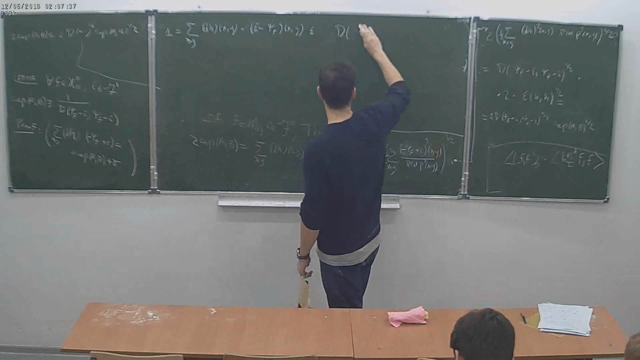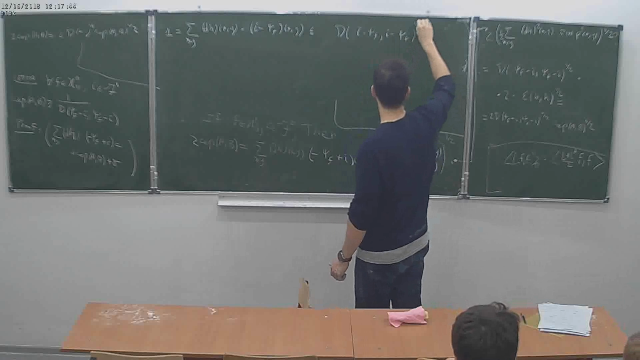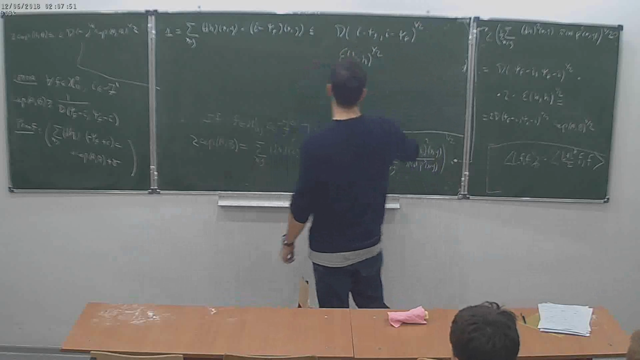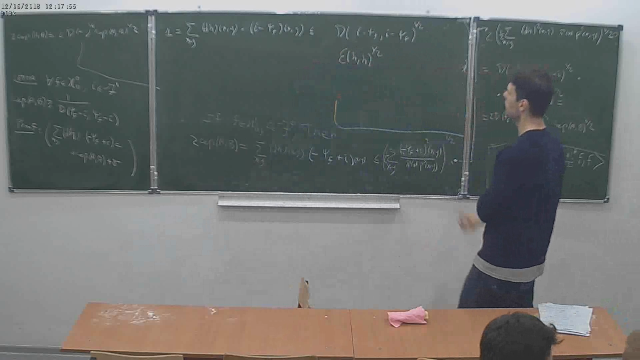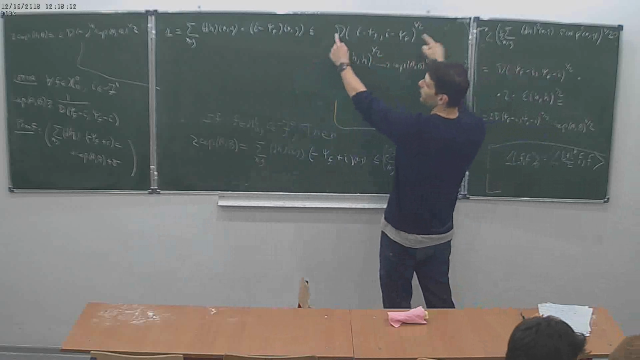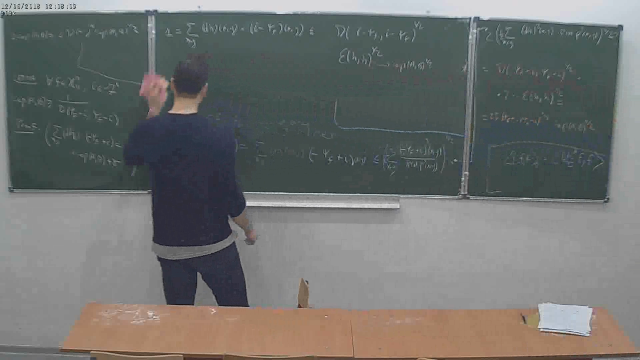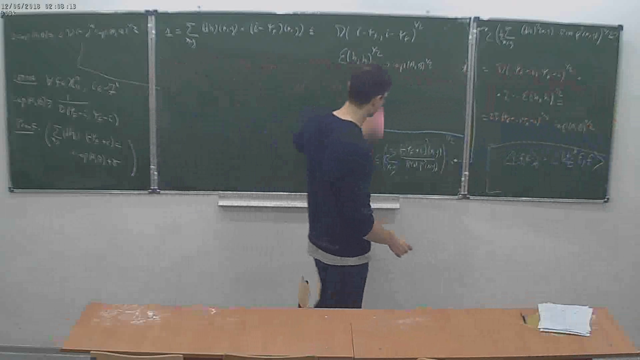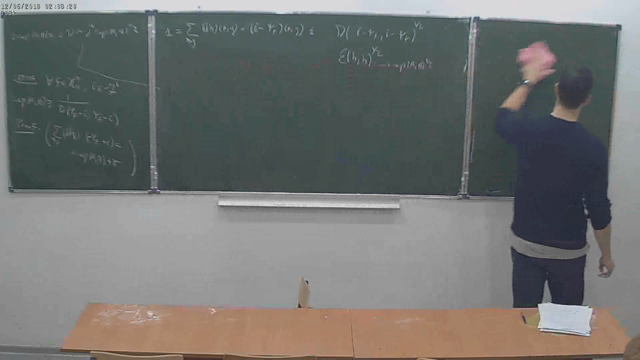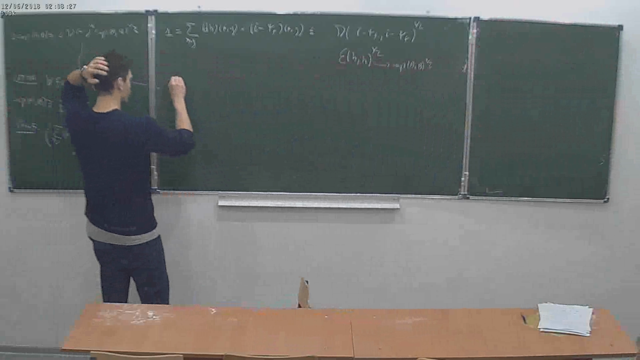D of CF, I minus CF to the half, E of H to the half as before, and now this is the case. So this is bigger than 1 over D. So, and now we want to prove the theorem.